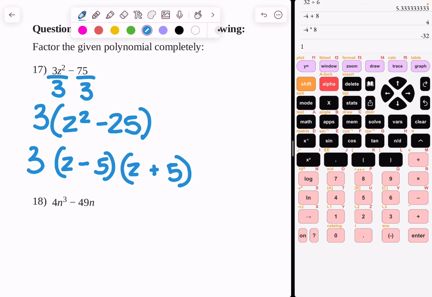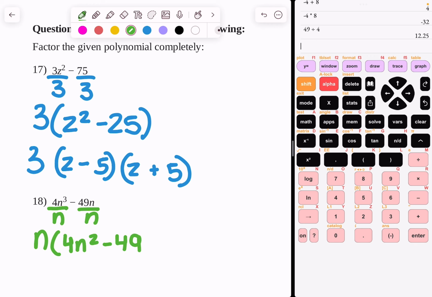4n to the third minus 49n. Let me first see. Can I do 49 divided by 4? No, that doesn't work. And it wouldn't divide by 2. So there's no number I could take out of here besides 1, but that wouldn't help us. But they both do have an n, so I could factor out an n. That'll leave me with 4. If I have 3 n's and I take away 1 n, I'll have 2 n's. Minus 49 with no n's.